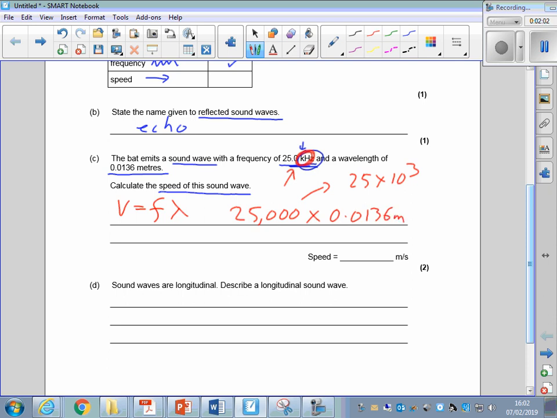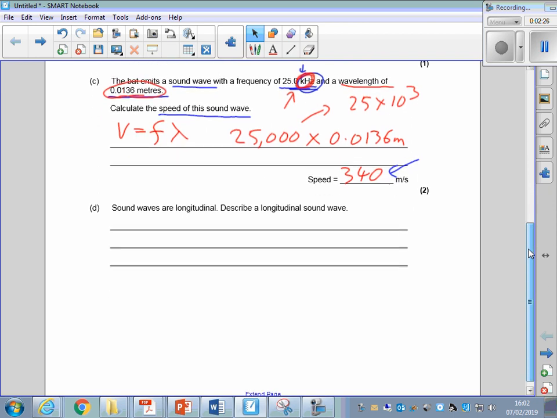0.0136 meters, which is here, is our wavelength. So you pop those two into your calculator and you get a speed of 340 meters per second. And then you pause for a minute and say, is 340 a reasonable speed for sound? Yes, it is. That is the speed of sound in normal temperature air. So 340 meters per second is fine.